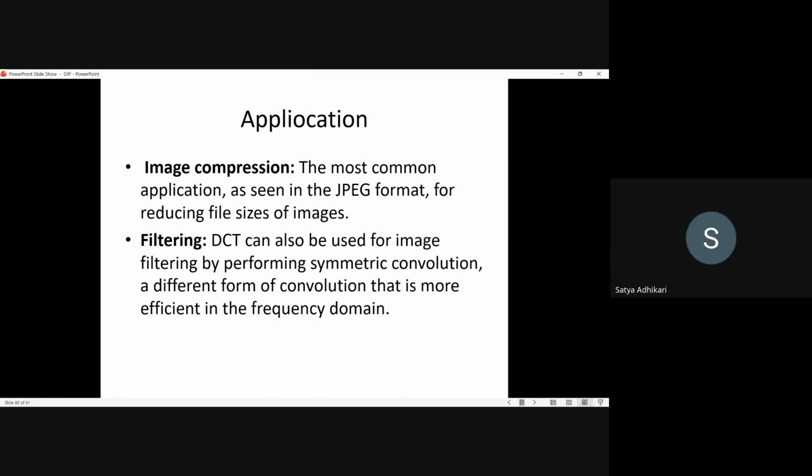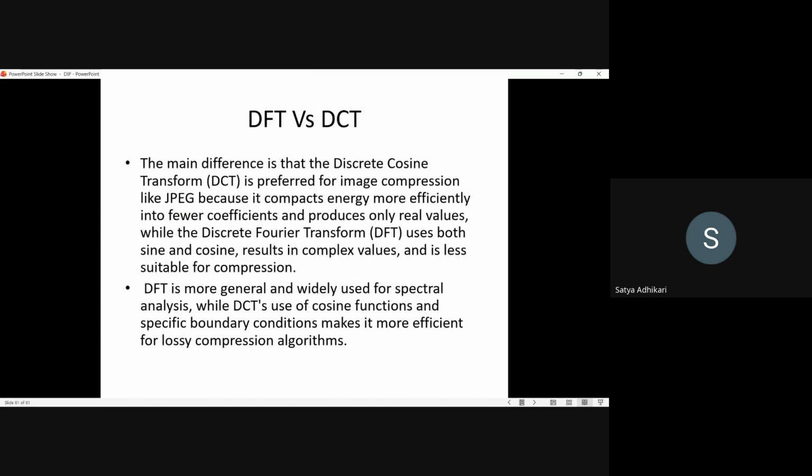Image compression, the most common application, as seen in JPG format for reducing file sizes of images. And filtering: DCT can also be used for image filtering by performing symmetric convolution, a different form of convolution that is more efficient in the frequency domain. And these are the differences. Actually, I have a DFT and DCT difference PDF with some points of view, so I will also share that.